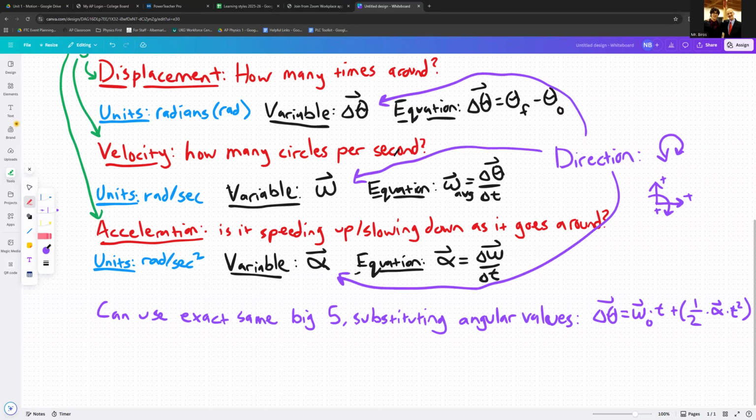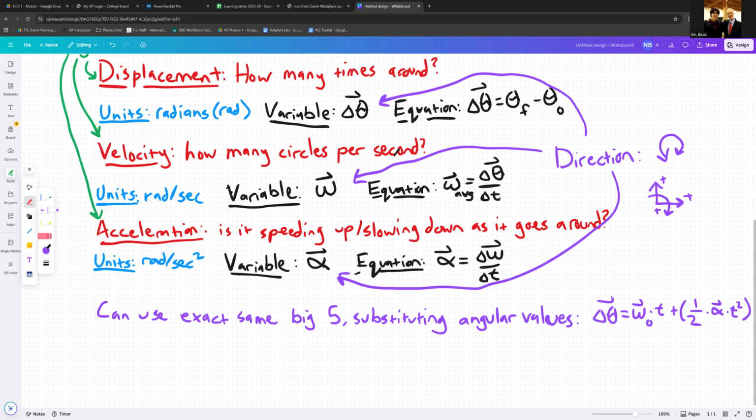of kinematics for angular motion or circular motion. So just as a review, right, we want to know how many times around the circle did it go? That's displacement. How many circles per second? Velocity. Is it speeding up or slowing down as it goes around? Our units are radians, radians per second, and radians per second squared. We use these variables for angular displacement, velocity, and acceleration. Those variables are delta theta, omega, and alpha. And we use clockwise or counterclockwise as directions.